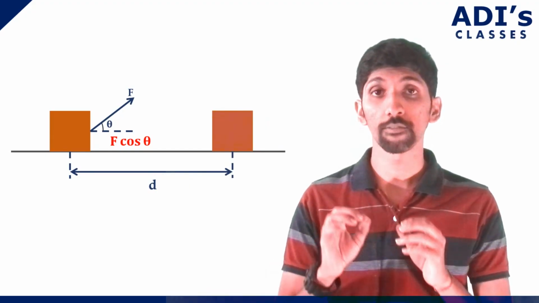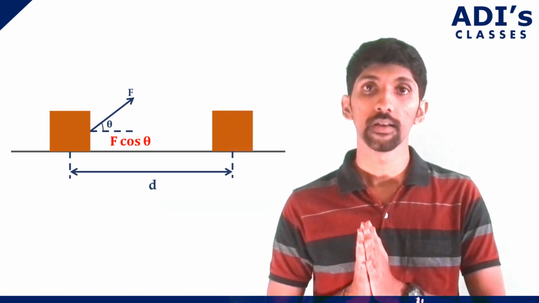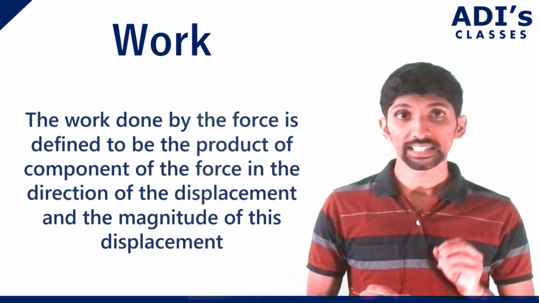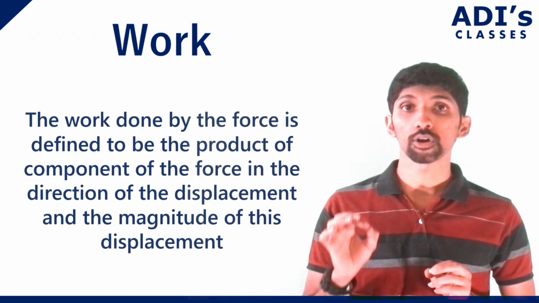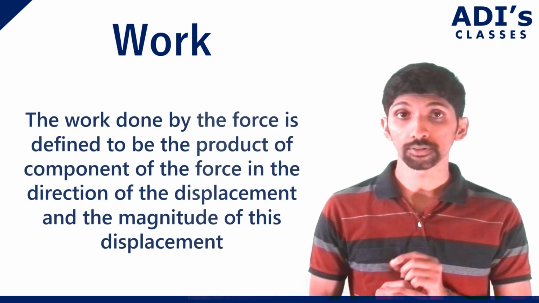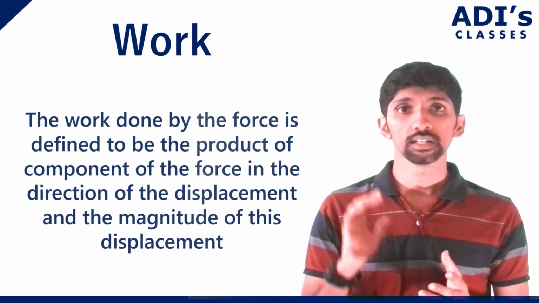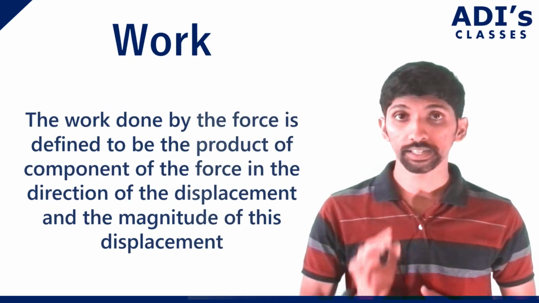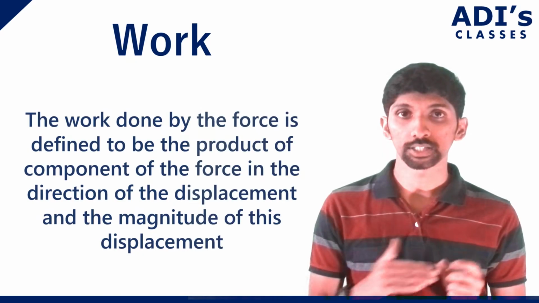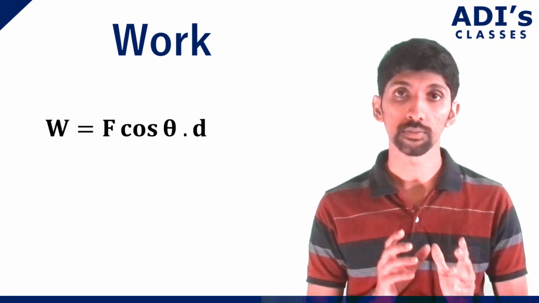So, what we have is work done. We define work done as a scalar product. Okay. Now, the definition of work done. The work done by the force is defined to be the product of the component of the force in the direction of the displacement and the magnitude of this displacement. Now, the definition clearly says, the component of the force is what? F cos theta. F cos theta into the magnitude of the displacement, which is d, right? So, we have F cos theta into d. This is the work done.